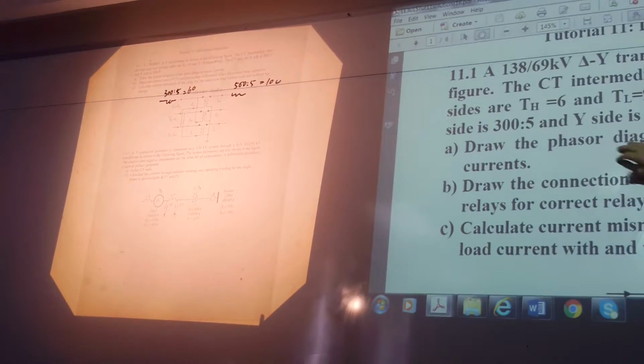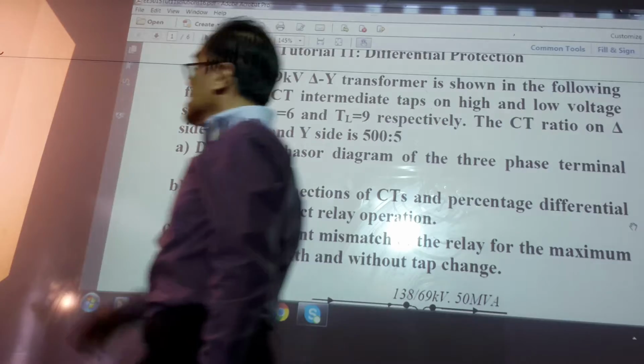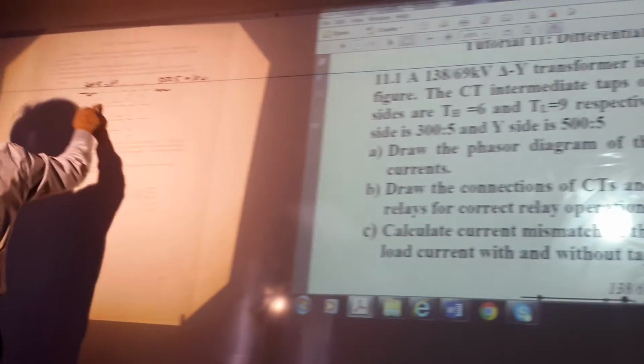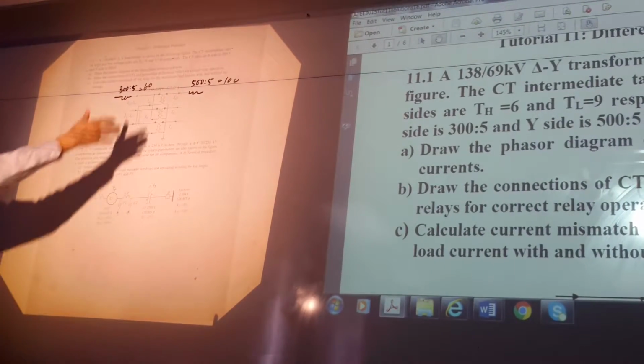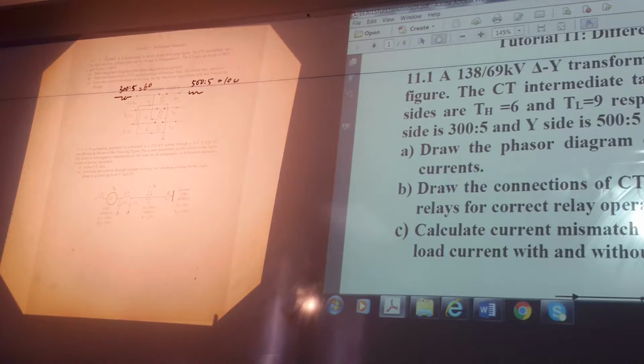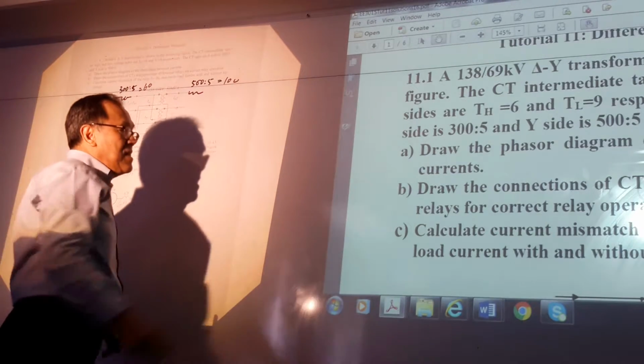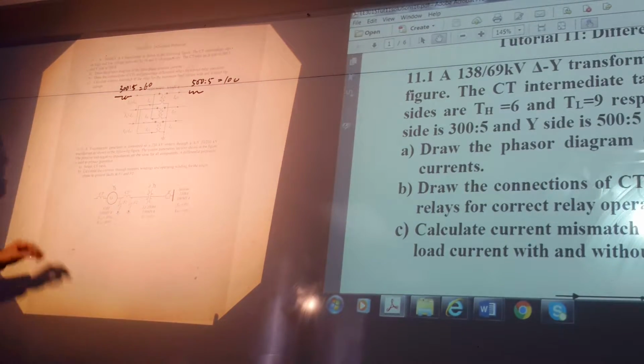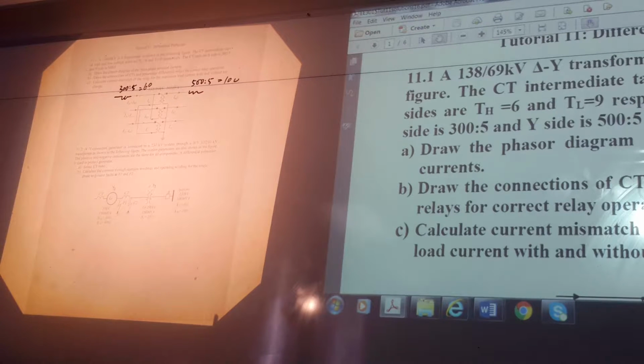So he wants you to draw the phasor diagram of the three-phase terminal currents. The terminal current will be all this current coming out. These are the terminal currents, right? So these are the three terminals. He wants you to draw that. So this is the first part. And then secondly is to draw the connection of the CT. So this CT, how you connect.